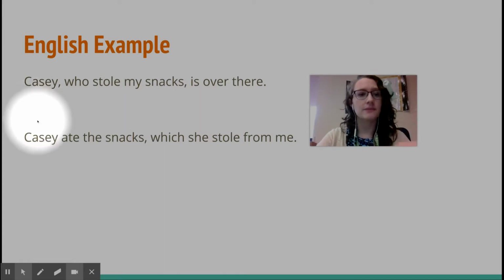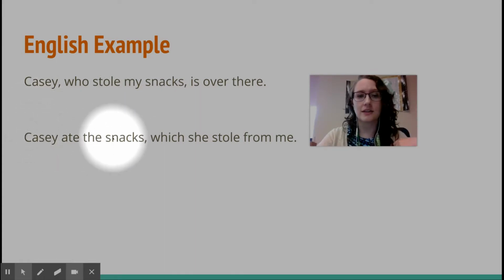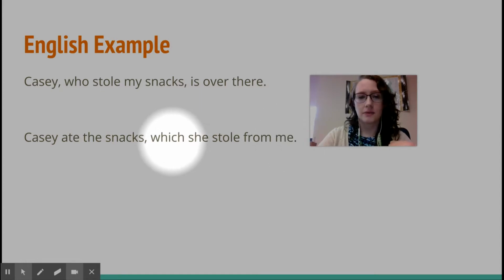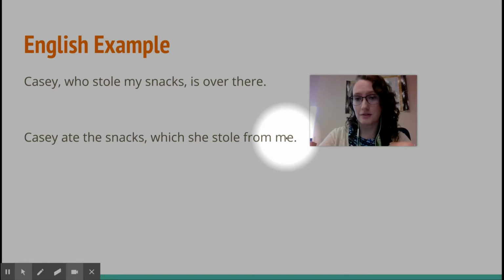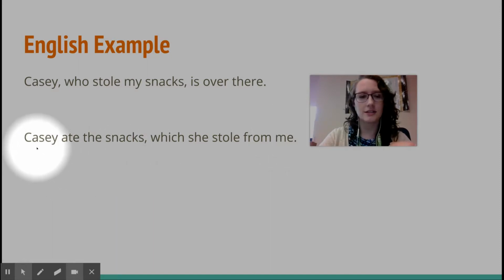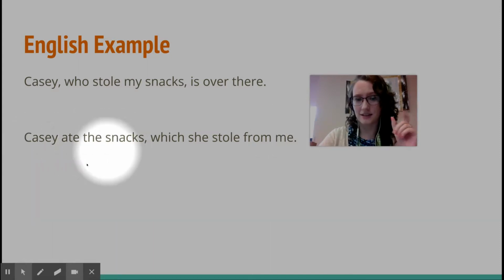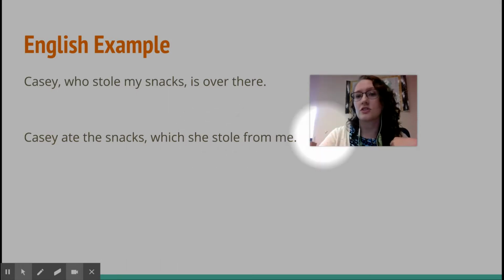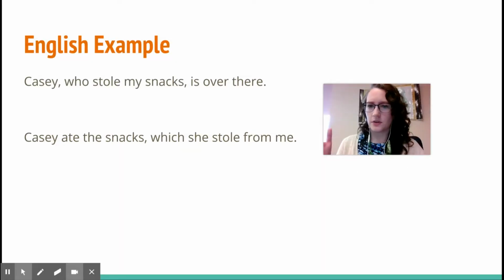Let's look at the next one. "Casey ate the snacks which she stole from me." My relative pronoun is which, and "which she stole from me" is my relative clause, because I have two sentences. I have "Casey ate the snacks," and then if I replace the word snacks with which, I can say "the snacks she stole from me." So this might be a little bit complicated.